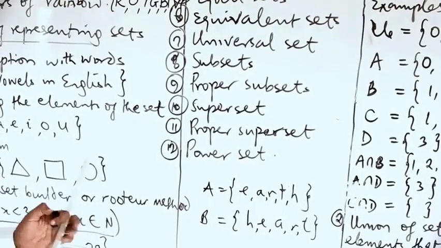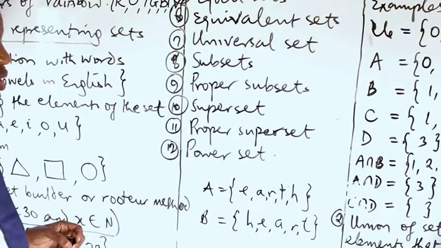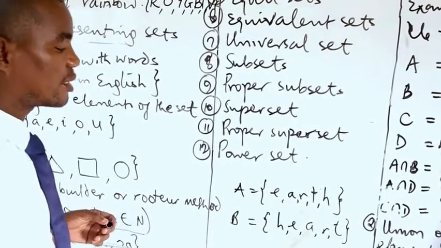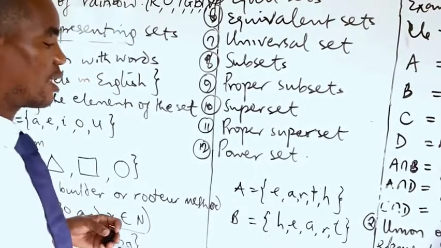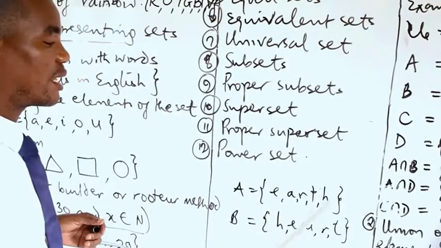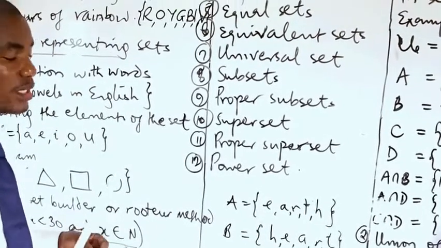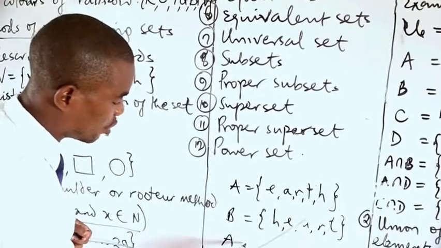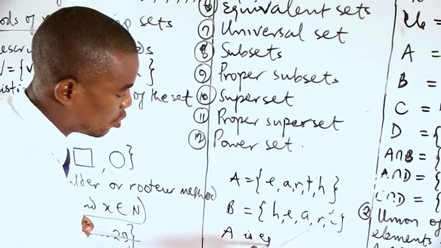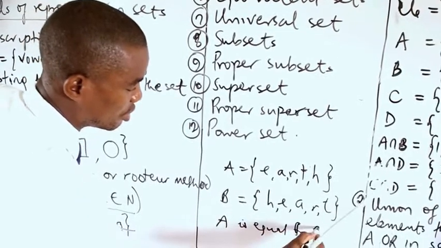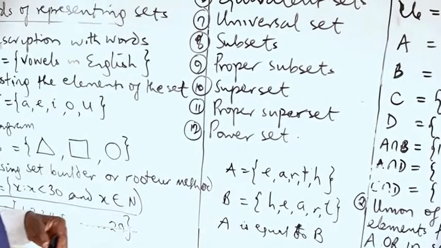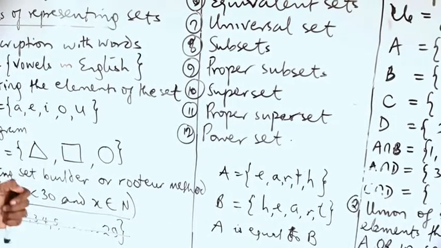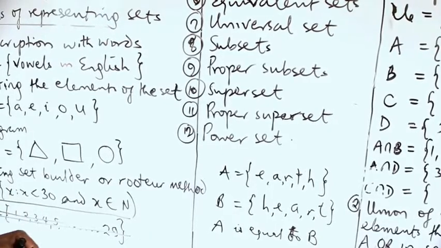Now, if you look at these two sets, you will discover that the two of them have the same elements. E is here, element A is here, element R is here. The same thing, T is here, T is also here, and H is here, H is also here. So the two sets, set A and B, are said to be equal sets. So A is equal to B. That is the meaning of equal set. The arrangement of the elements is immaterial, as we could see on the board.